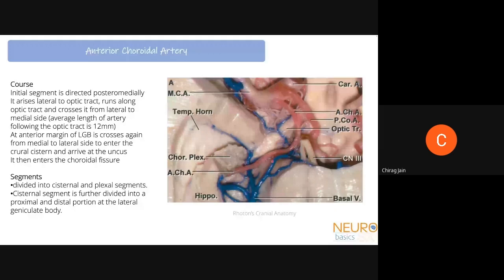to supply the temporal horn. Based on this course, it is divided into a cisternal segment, which lies outside the temporal horn, and a plexal segment lying inside the temporal horn. The cisternal segment is further divided into a proximal and a distal portion by the lateral geniculate body, which should be approximately over here.